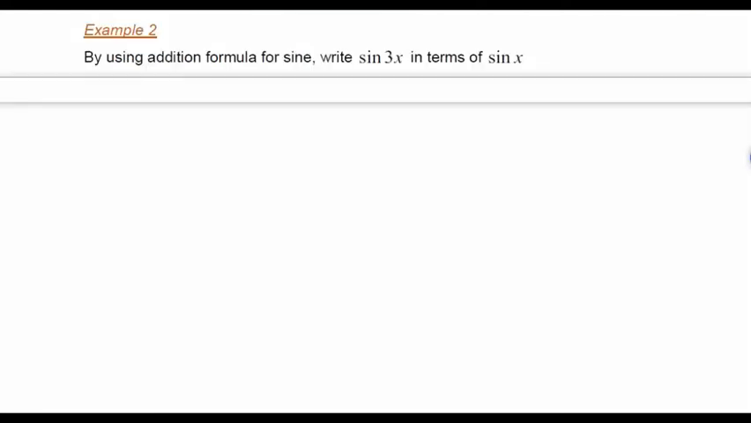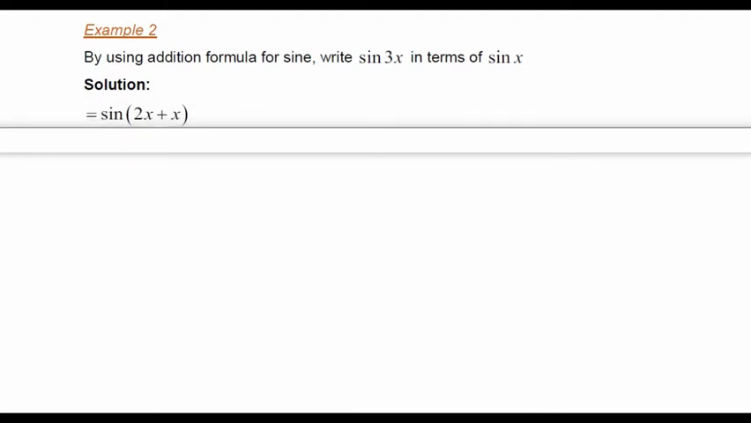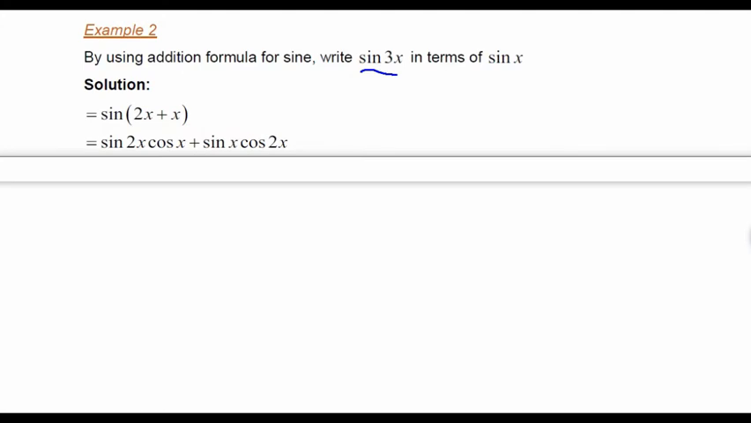Now let's look at this example too. By using the addition formula for sine, we need to write sine 3x in terms of sine x. Recall the formula for the sum for sine. We know that sine of 2x plus x is equivalent to sine 3x. Expanding this using the summation formula for sine, we get sine 2x cos x plus sine x cos 2x.